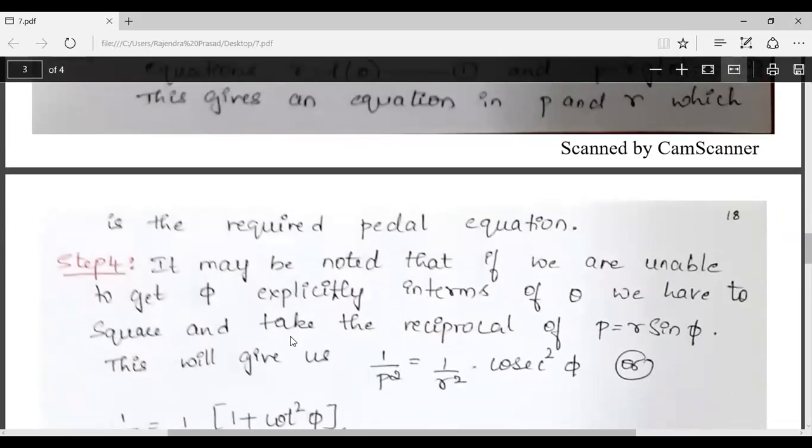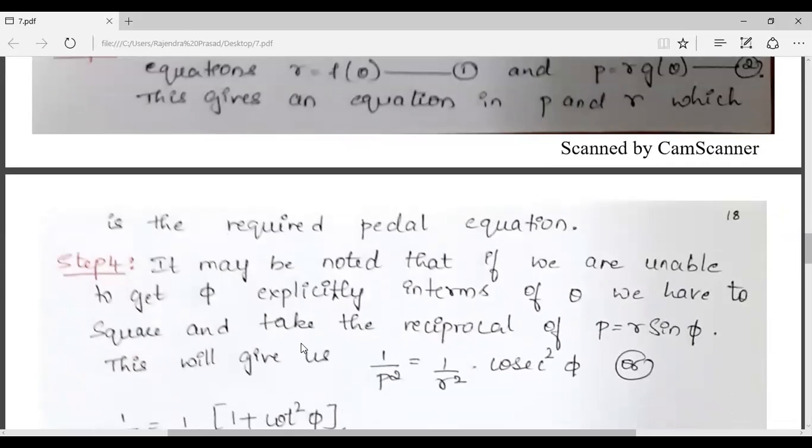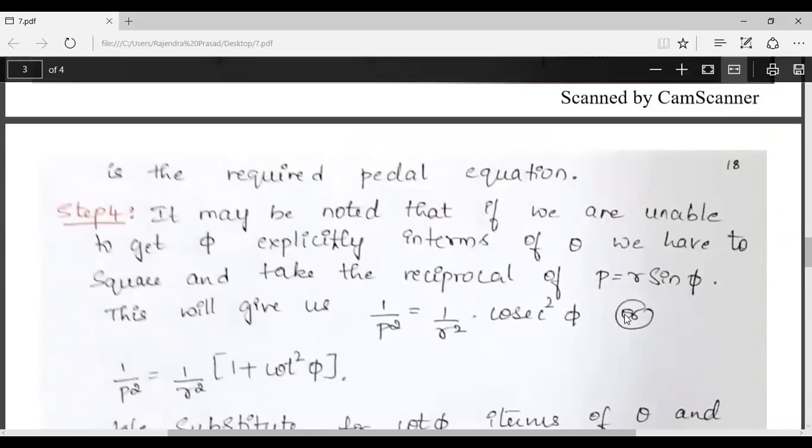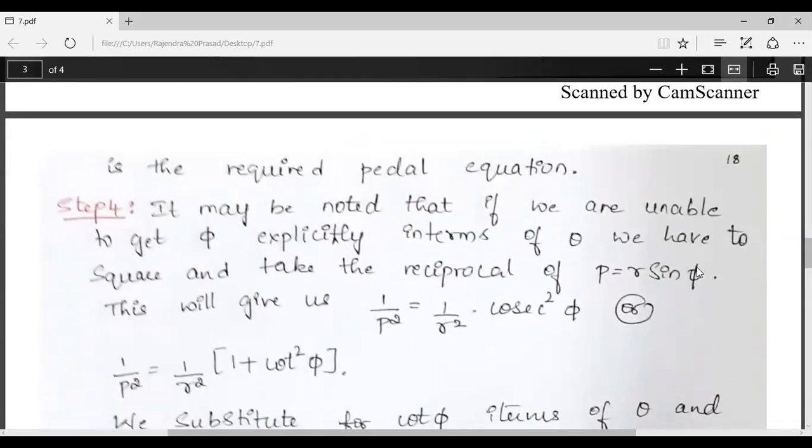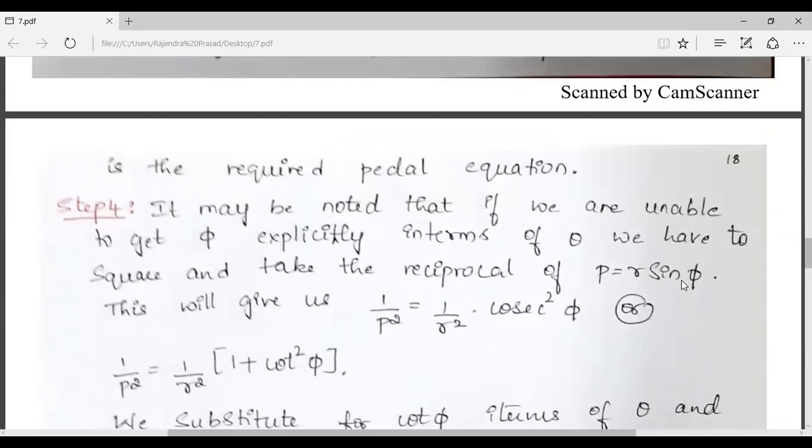Suppose we are unable to get psi in explicit form, then we go for step number 4. It may be noted that if we are unable to get psi explicitly in terms of theta, we have to square and take the reciprocal of p is equal to r sin psi. Squaring on both sides, it becomes p square is equal to r square sin square psi, and taking the reciprocal, 1 upon p square is equal to 1 by r square into 1 upon sin square psi.